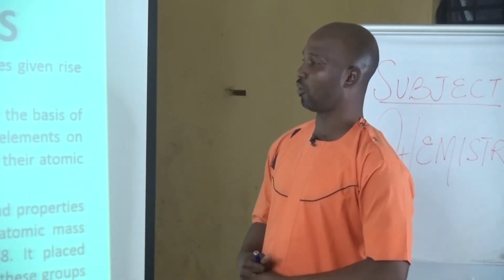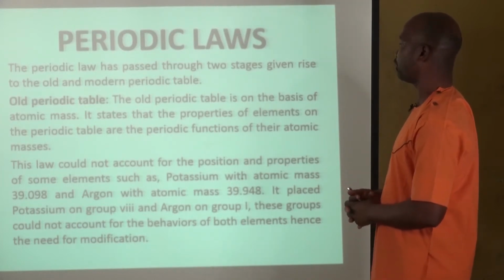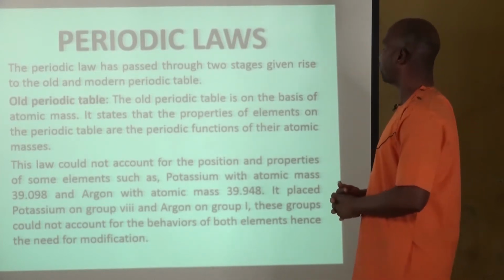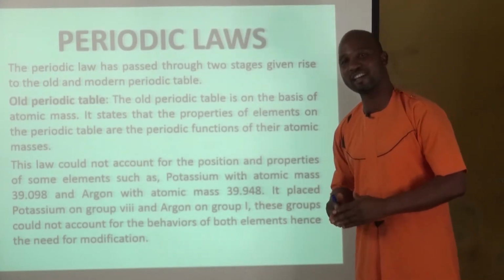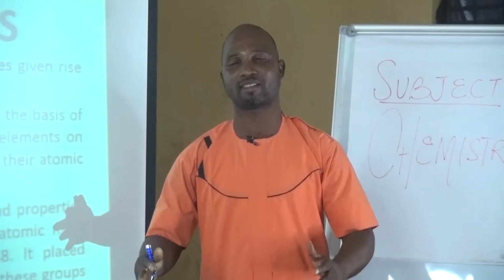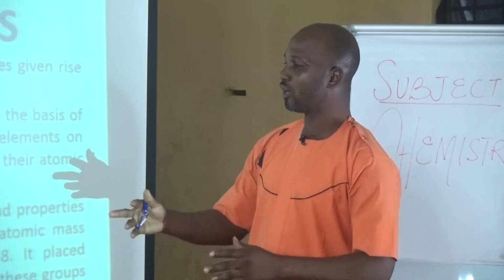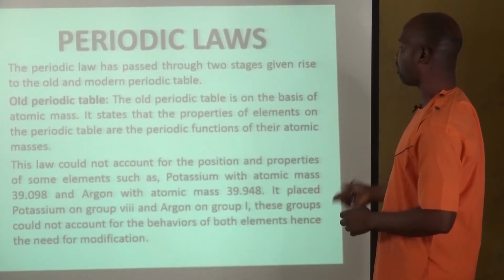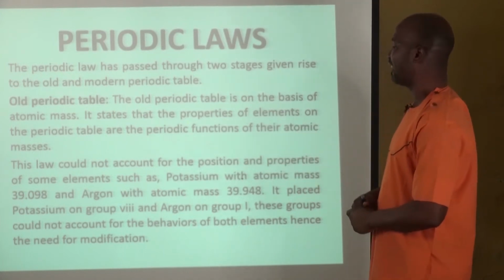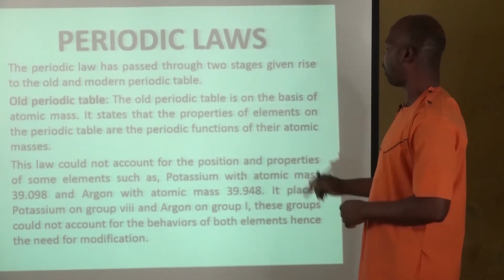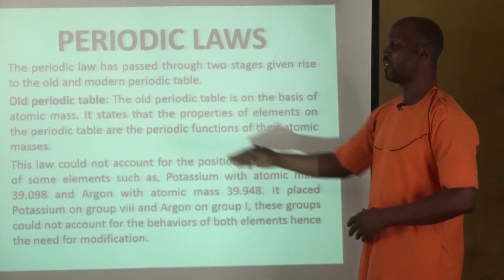The old periodic law states that the properties of elements on the periodic table are the periodic function of their atomic masses, which means that then elements were arranged in order of their increasing atomic masses. Now, there was a problem between argon and potassium. If you look at it, you find out that the atomic mass of potassium is 39.098, and that of argon is 39.948, which means that argon has a bigger atomic mass than potassium.